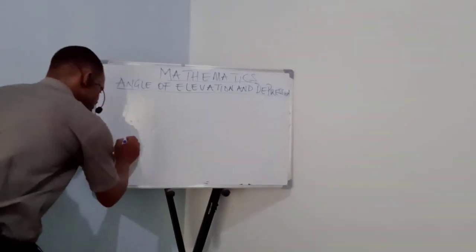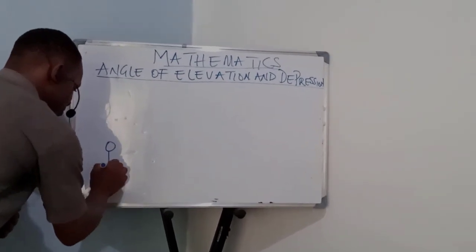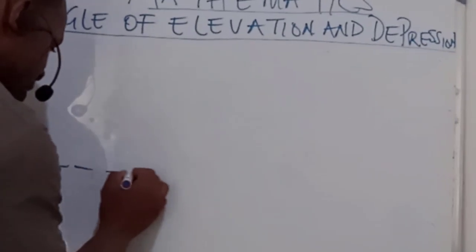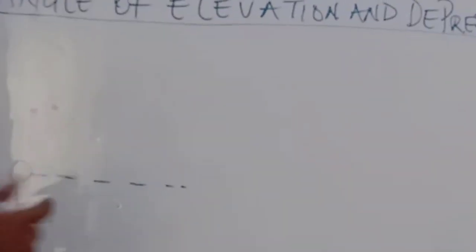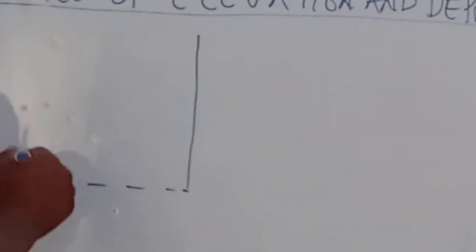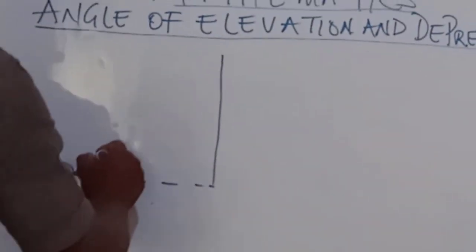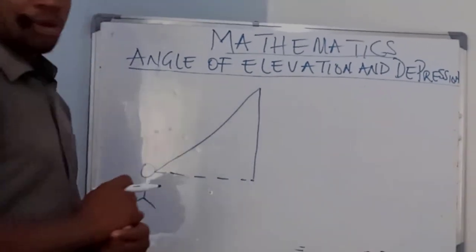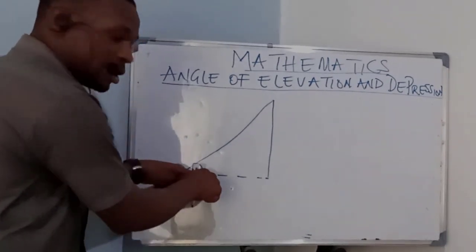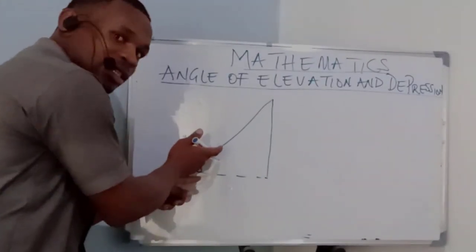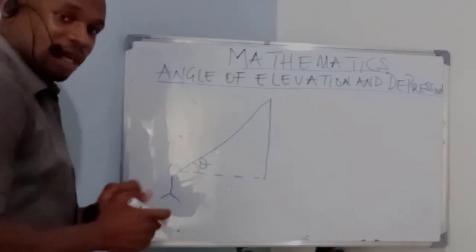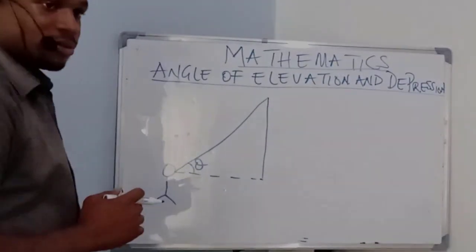If a man is standing on a horizontal ground, this man has a normal line of sight. If there's a building and this man attempts to look to the top of the building, you will discover that an angle will be formed between his normal line of sight and the new line of sight. This angle that is formed here is known as angle of elevation.